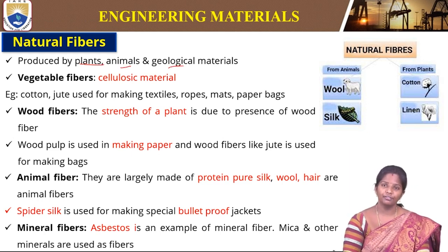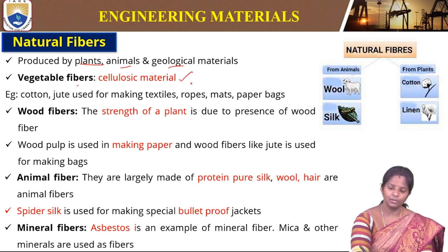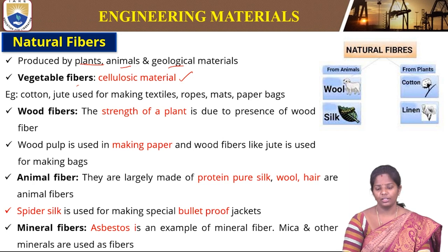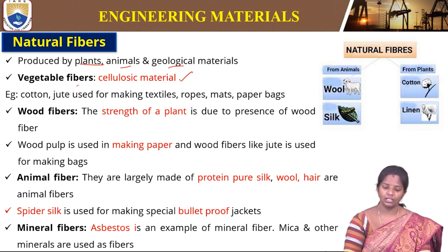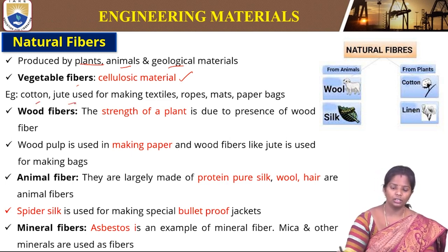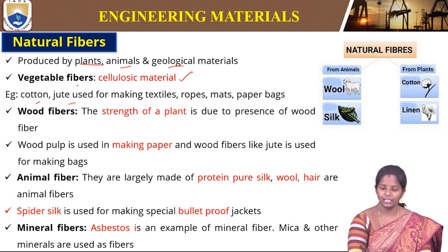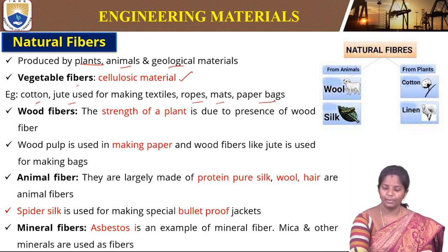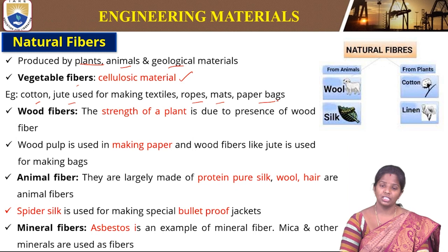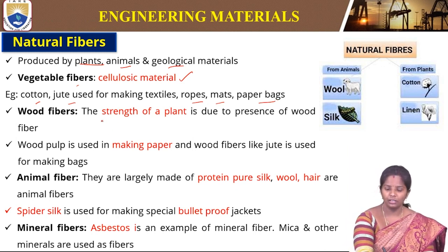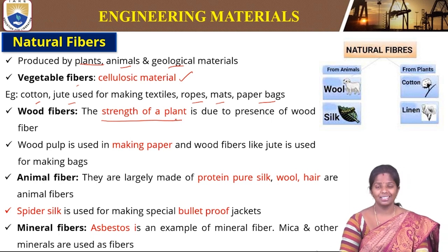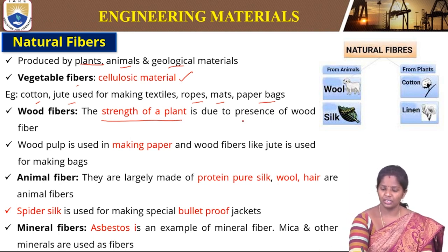There are different types of natural fibers, like vegetable fibers, for example, cellulosic material. Even corn has a fiber that comes out of it. That is an example of cellulosic fiber. Cotton and jute are examples used for making textiles, ropes, mats, paper bags, etc. These are the vegetable fibers that originate from plants. Then wood fibers. This is the strength: the strength of a plant is due to the presence of wood.